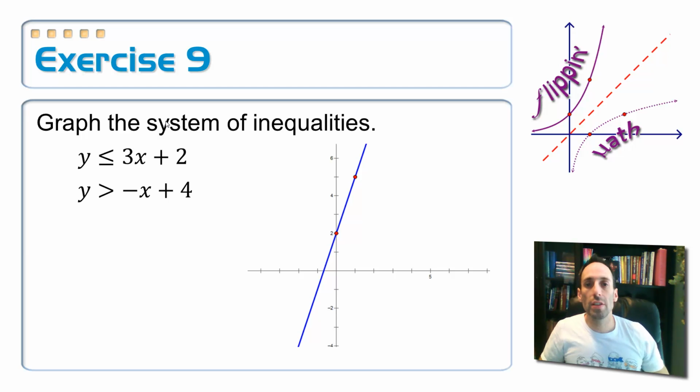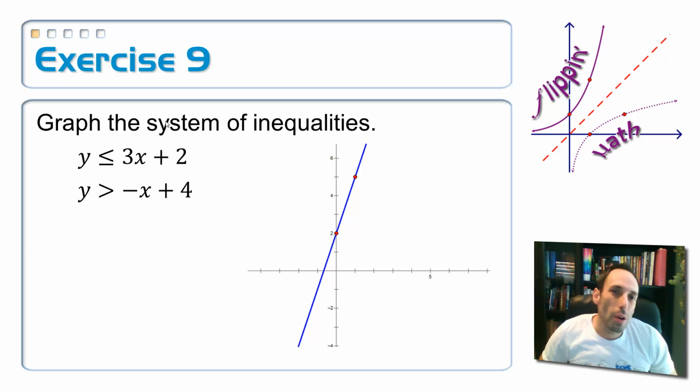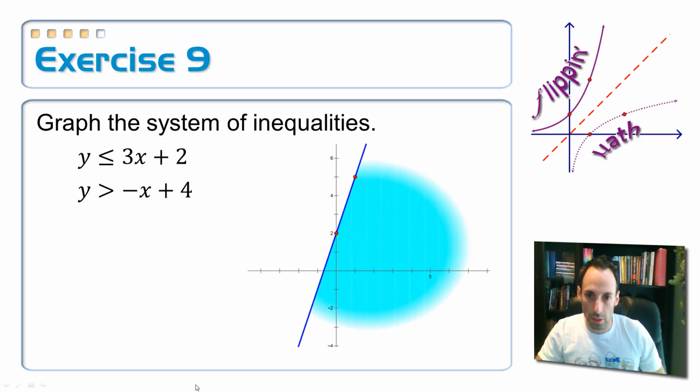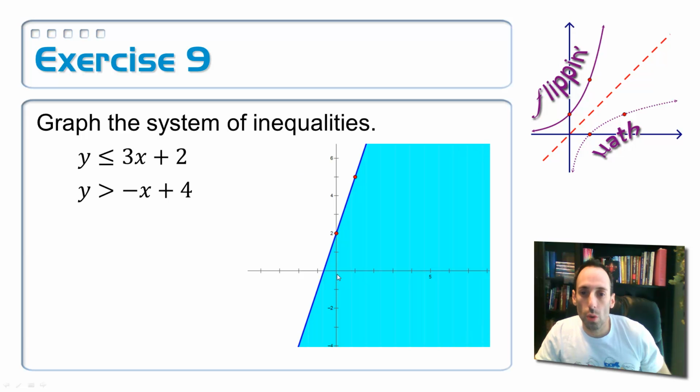Okay, now I need to figure out what part of this I'm going to shade. y is the line, and I want less than that line. See, it's less than, so I'm going to shade down below it. If that doesn't make any sense to you, you could always choose the origin, 0, 0, plug it into the equation and see if it's a true statement. If it is, I would shade that portion that contains the origin. If it's a false statement, shade the opposite portion.